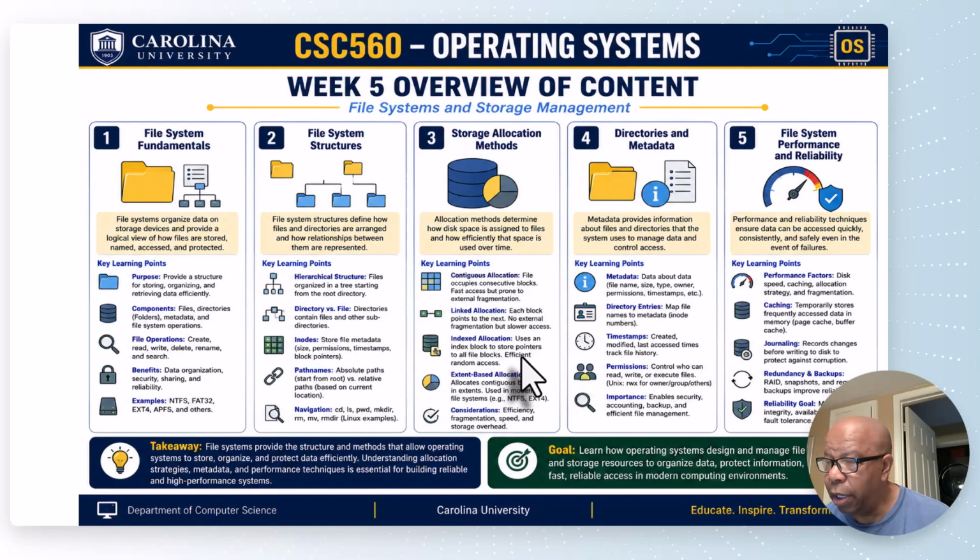Importance: it enables security, accounting, backup, efficiency. What is the metadata as far as what kind of security should I have on this file? Okay, so so far: file system fundamentals, file structures, storage allocation methods, directories and metadata, and then finally file system performance and reliability. Performance factors: the speed of your disk, your caching, allocation strategy, and fragmentation. Each one of those we've talked about previously.